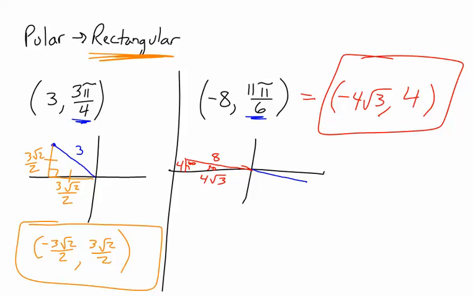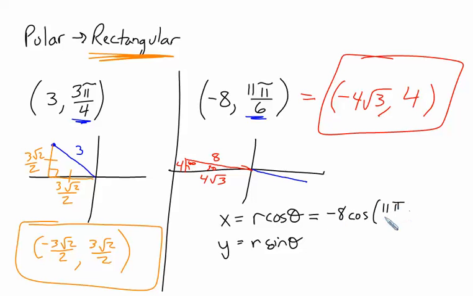Last but not least, remember the other way we said you could do this is that x is always equal to r times the cosine of theta, and y is always equal to r times the sine of theta. So in this problem we could have taken a negative 8 times the cosine of 11 pi over 6. Cosine of 11 pi over 6 is radical 3 over 2. Negative 8 times radical 3 over 2 would be a negative 4 radical 3.